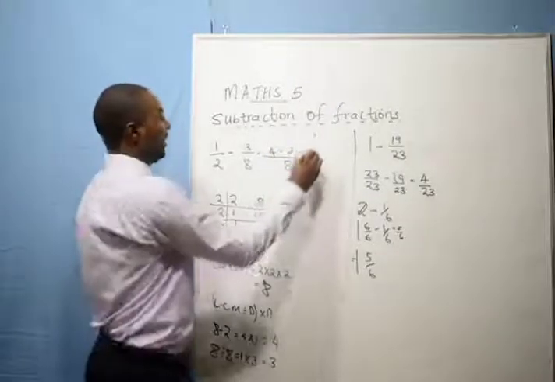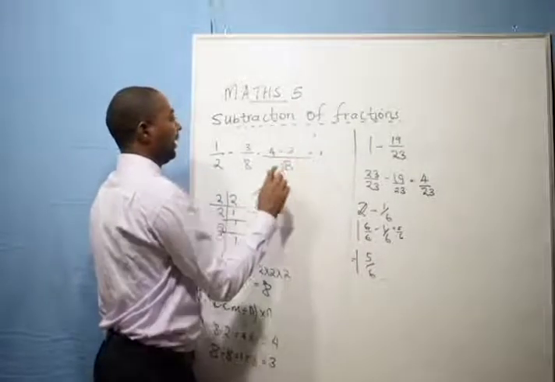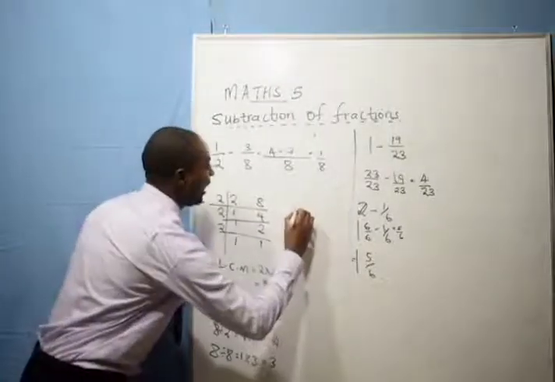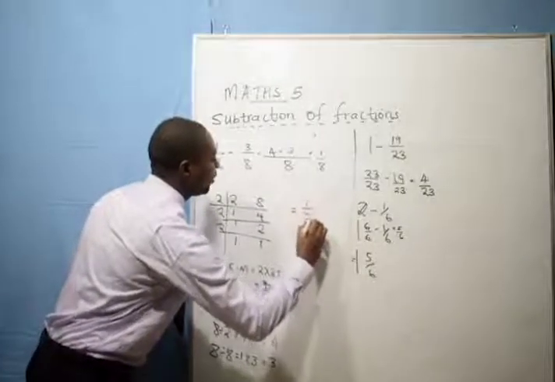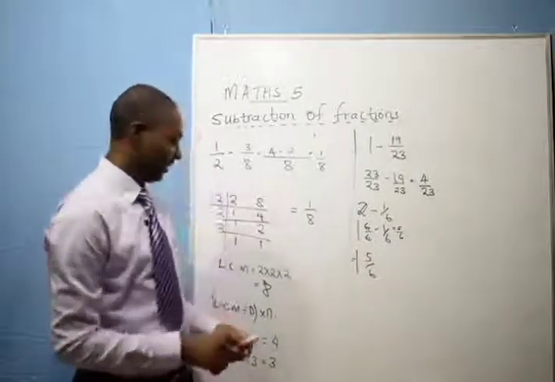And what is your answer? 4 minus 3 is 1, because all of them are sharing 8 out of 8. Bravo, you got it right. Your answer is 1 out of 8.